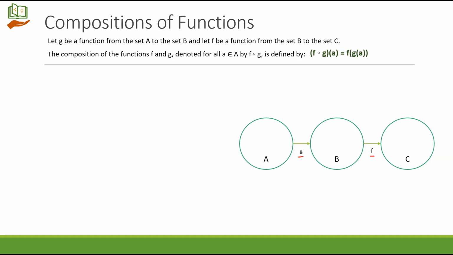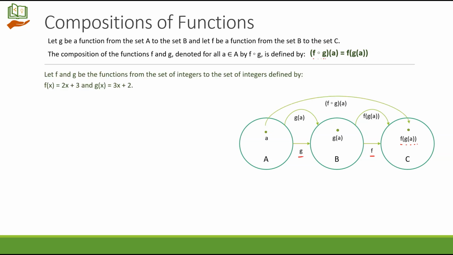So, this a is present here. Basically, we have to find the value of g of a, and this g of a will be passed as the parameter inside f. So, this becomes f of g of a, ultimately giving the value of f composite g of a. Now, let's see an example. I hope the illustration is giving you a clear picture of what this particular statement is saying.